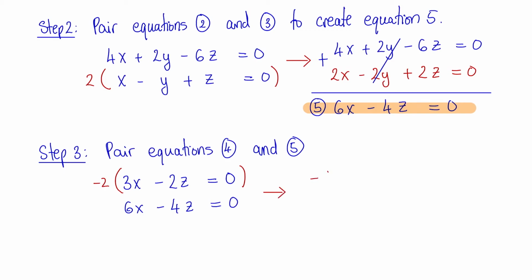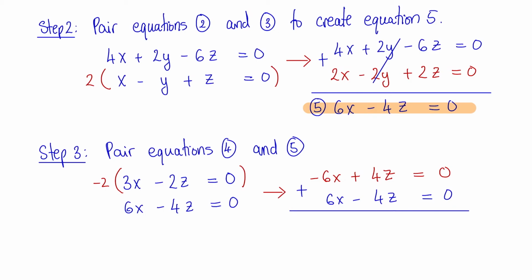So I have negative 6x plus 4z equals 0. And the other equation stays the same. 6x minus 4z equals 0. And I am going to add the two equations. Negative 6x plus 6x is 0. 4z plus negative 4z is also 0. On my left-hand side, I have 0 equals. On the right-hand side, I have 0 plus 0, which is also 0.